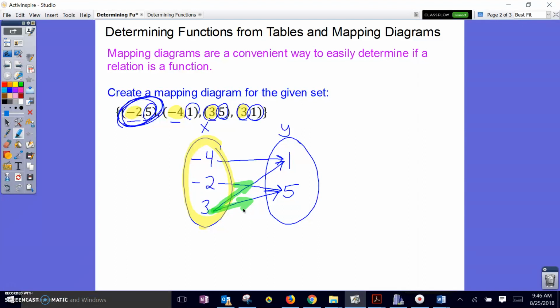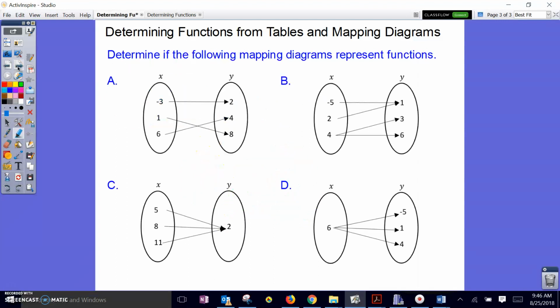All right, so let's look at a few mapping diagrams to determine whether they represent functions or not. We look at A, and we look at each of the numbers in the left-hand column of the mapping diagram, and we notice that all of them have only one arrow going away from them. That means that this is a function. And then we look at example B, and we see that the number 4 has 2 arrows going away from it. That tells me that this is not a function.